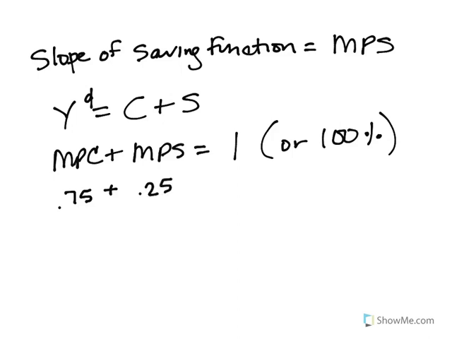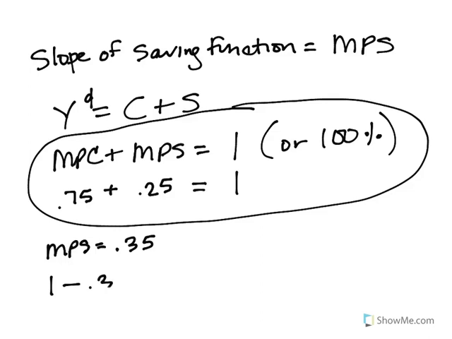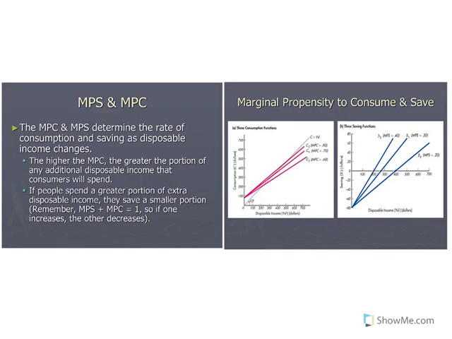So that means the value of your MPS has to be 0.25 so that you come up with the value 1. So again, a shortcut to figure out MPC and MPS if you already have the value of 1 is just to remember that they have to add up to equal 1. So again, if I said, MPS equals 0.35, solve for MPC, you would just take 1 minus 0.35 to come up with 0.65 for your MPC. So again, just a shortcut to calculate what the value of your MPC or MPS is if you already have the value of 1.